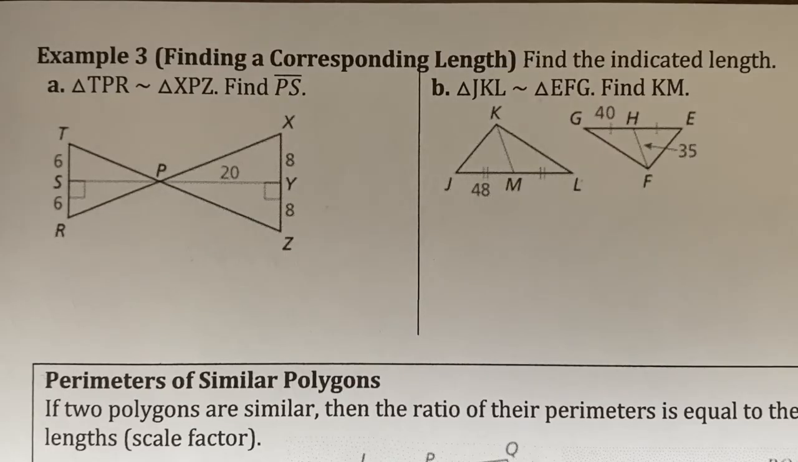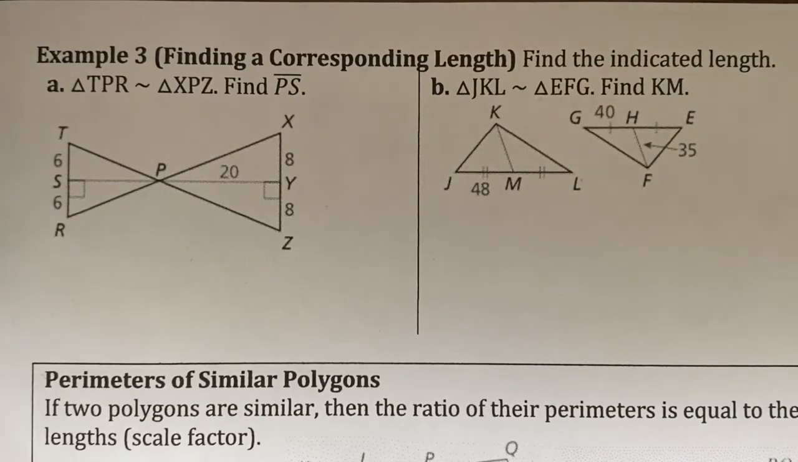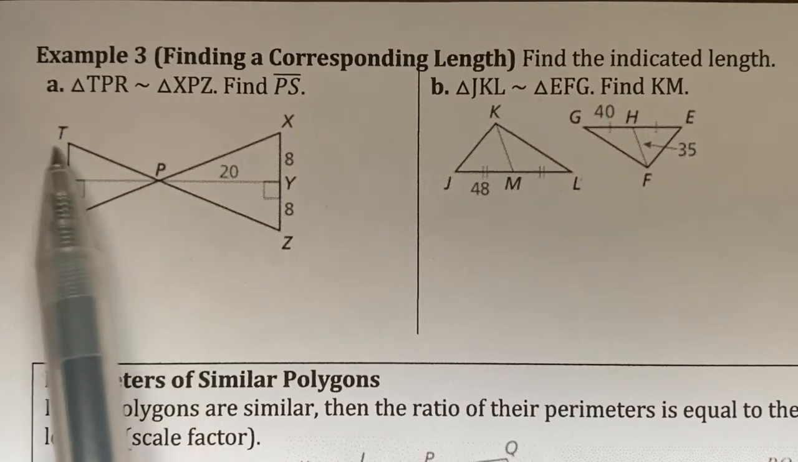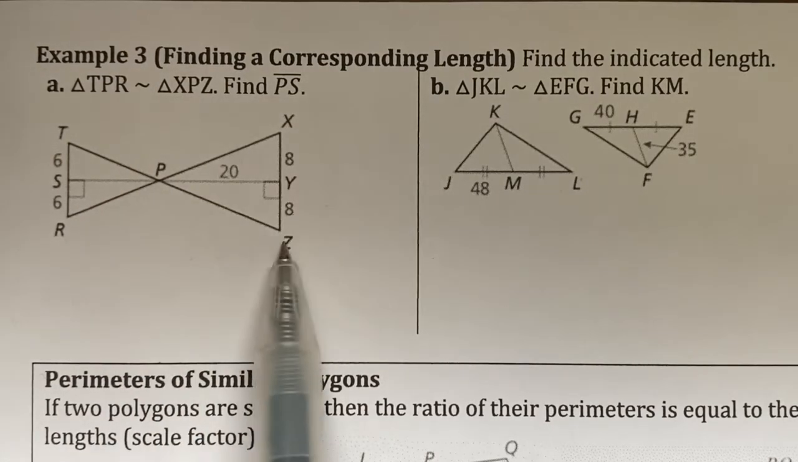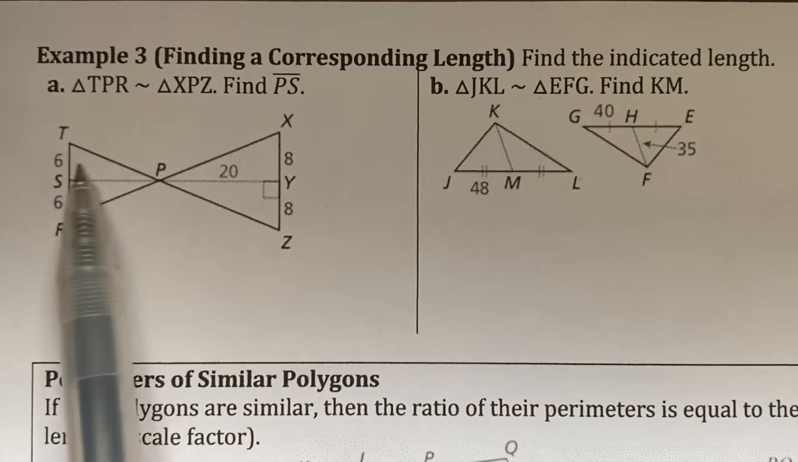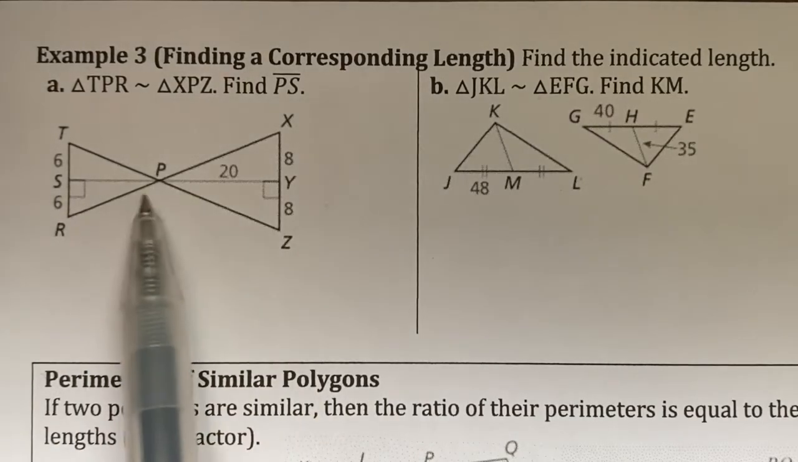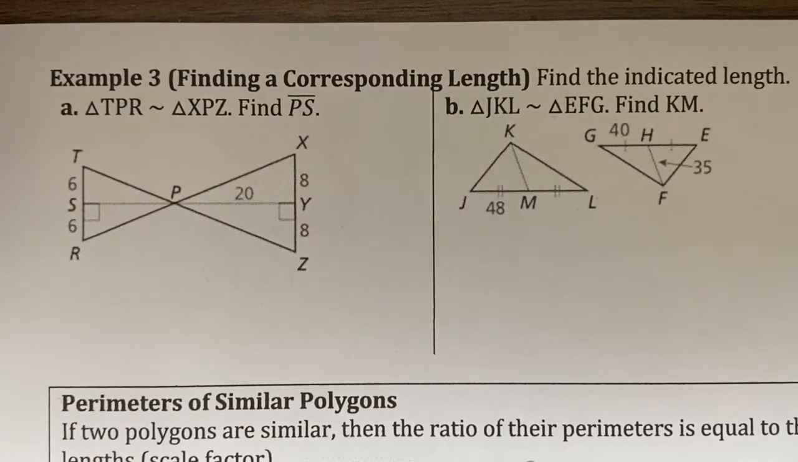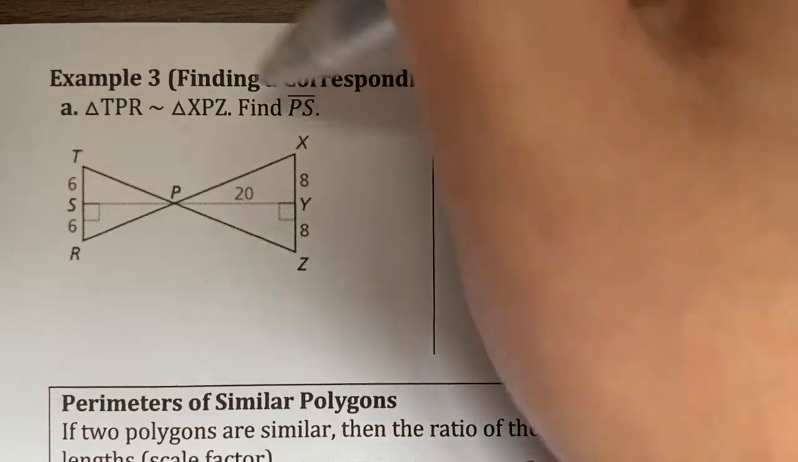Okay, so our rule for corresponding lengths also applies for lengths that aren't the sides of your polygon. So if we look over here, we have a perpendicular bisector for the triangles TPR and XPZ. Because the two triangles are similar, the perpendicular bisectors are also corresponding lengths, and they will also have a ratio that is equal to the scale factor. So we can use that fact to write a proportionality statement. I don't know what PS is, so I'm going to call that x.